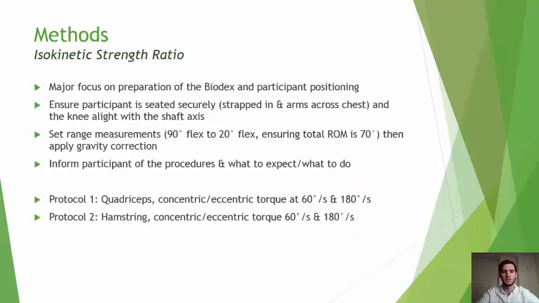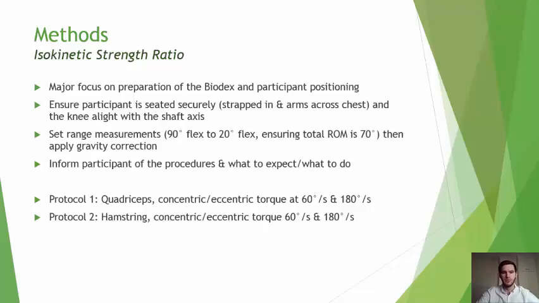For the isokinetic strength ratio, the major focus was on preparation of the Biodex and the participant's positioning. You must ensure the participant was seated correctly, strapped in with arms across their chest, and more importantly that the knee aligns with the shaft axis of the Biodex. We set the range of movements from 90-degree flex to 20-degree flex, enabling the total range of movement to be 70 degrees. Then we applied the gravity correction.